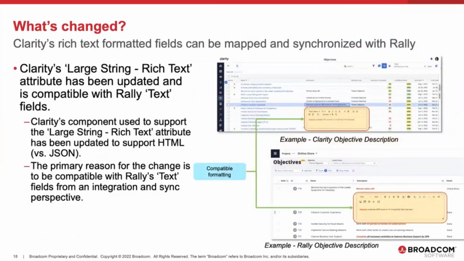Now, moving on a little bit, Clarity's large string rich text attribute has been updated and is compatible with Rally's text fields. Clarity's component used to support the large string rich text attribute has been updated to support HTML versus JSON. The primary reason for this change is to be compatible with Rally's text field from an integration and sync perspective. So Rally's underlying component for their text field has not changed. Clarity changed its underlying component to be compatible with Rally.